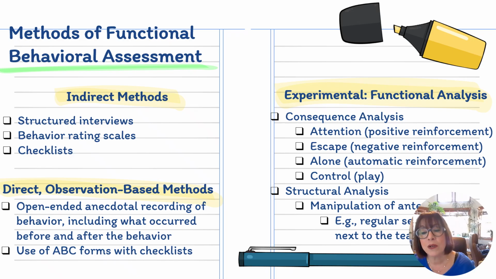And then we're going to learn about a really important piece, the functional analysis. And the functional analysis actually is what confirms the ABCs for sure. And we will conduct both consequence and structural analysis. The consequence analysis tells us what the actual consequence is most definitively. Is it to gain attention? Is it to escape? Is it both? A structural analysis manipulates antecedents, like seating arrangement, and that will provide important information.